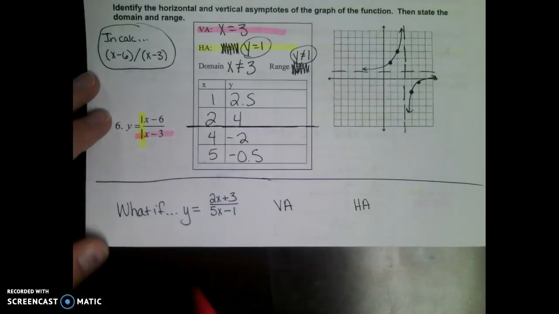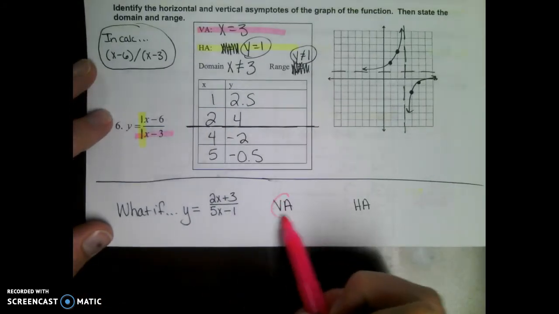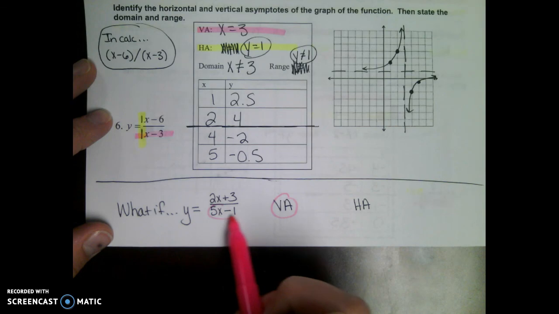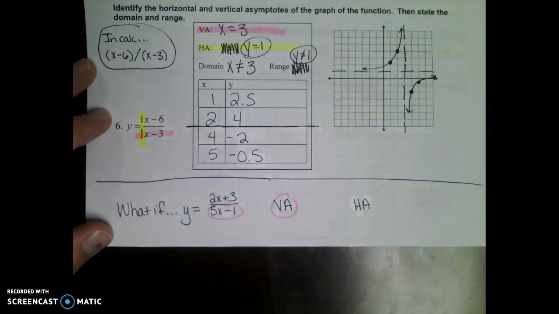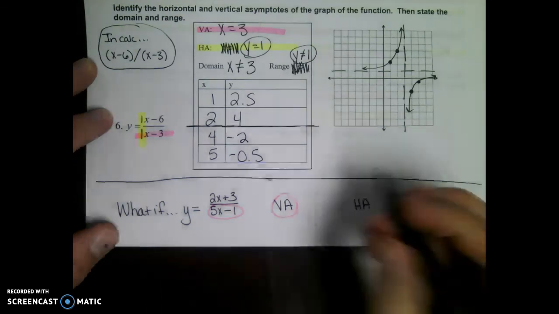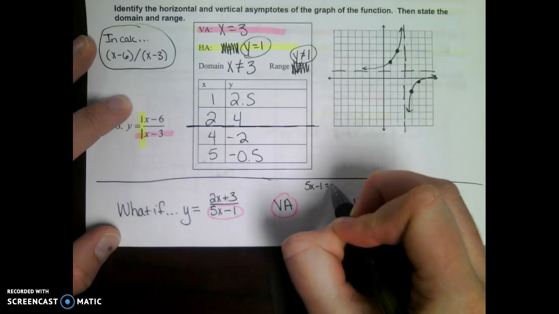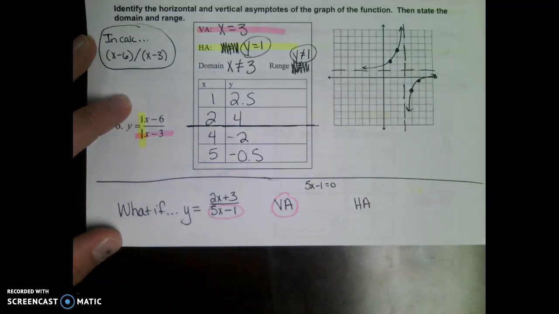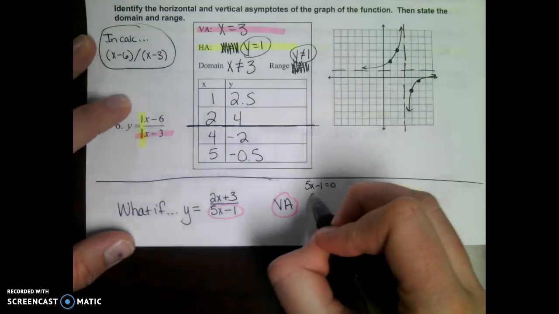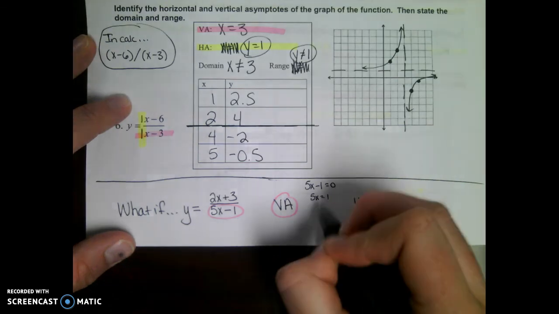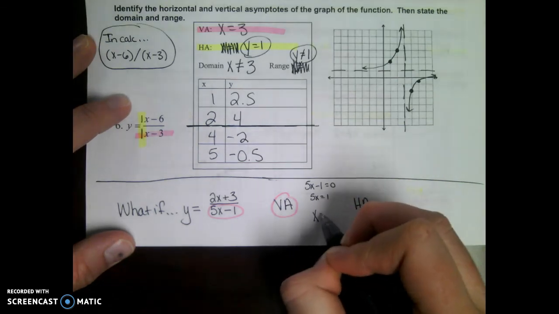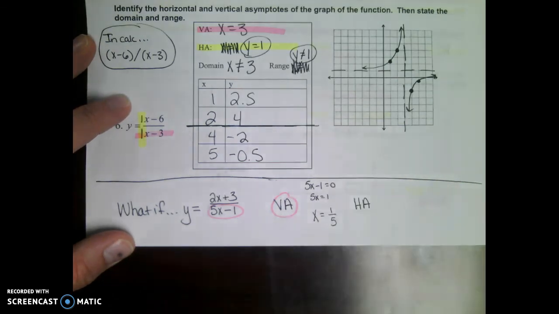What if we have this equation? The vertical asymptote comes from when the denominator would equal 0. And this time it's not super apparent. You may have to set the denominator equal to 0 and solve the equation. So we'd add 1 on both sides and then divide both sides by 5 to get a vertical asymptote of 1/5. It is possible for your asymptotes to be fractions.